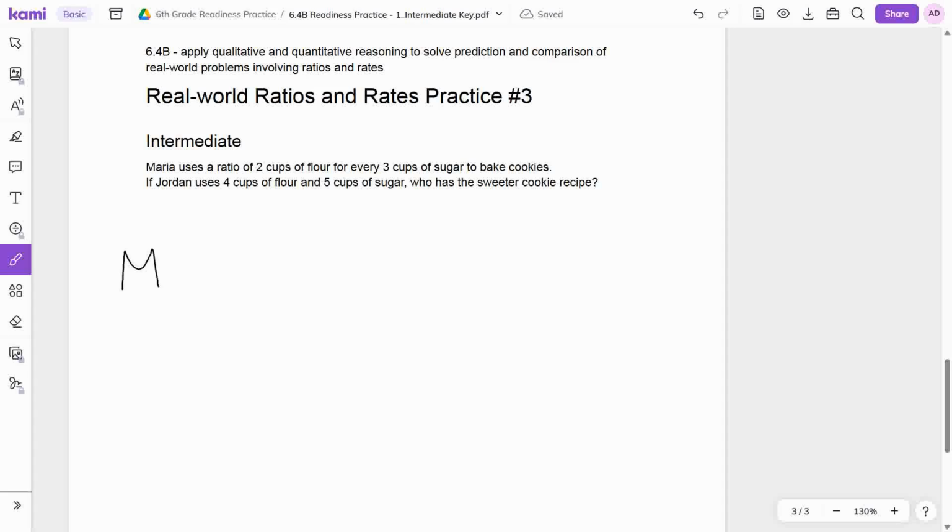All right, Maria uses a ratio of 2 cups of flour. So let's put it here. 2 cups of flour, I'll put 2F for 3 cups of sugar to bake cookies. And Jordan uses 4 cups of flour, 5 cups of sugar. Who has the sweeter cookie recipe?